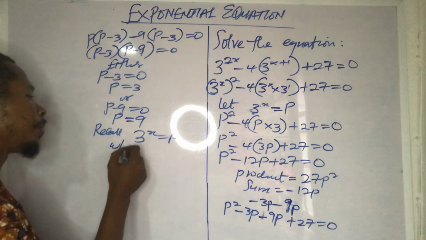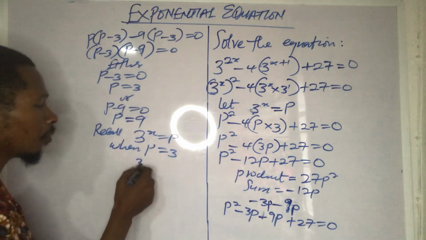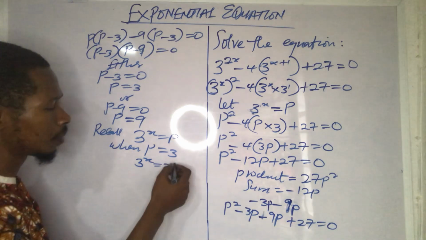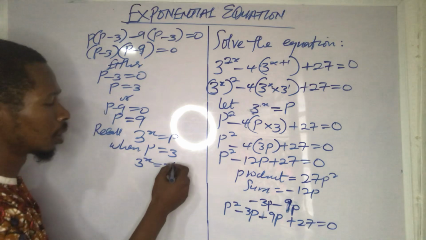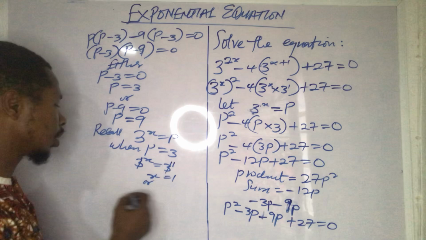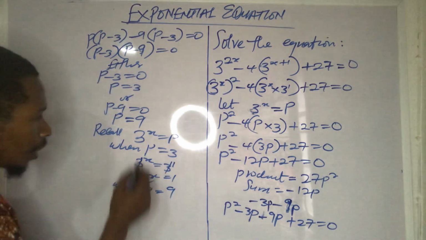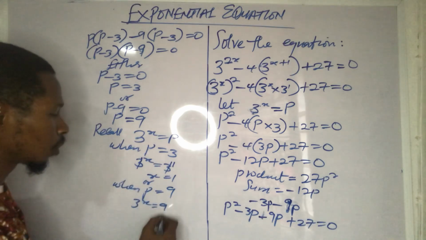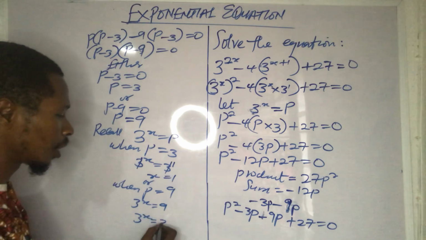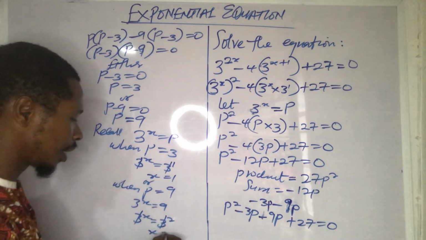That means when p is equal to 3, this first one, 3 raised to power x is equal to 3. And you know that 3 is the same thing as 3 raised to power 1. So when this and this cancel, x will be equal to 1. Or when p is equal to 9, this our 3 raised to power x should be equal to 9. And you recall that 9 is the same thing as 3 raised to power 2. So 3 raised to power x is equal to 3 raised to power 2, and when this and this cancel, it means that x should be equal to 2.